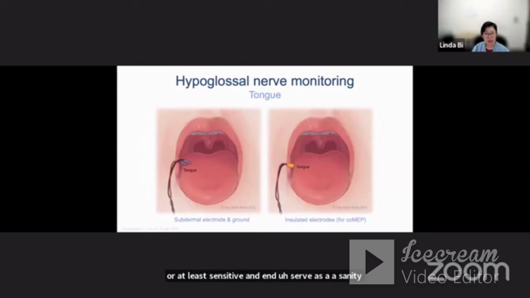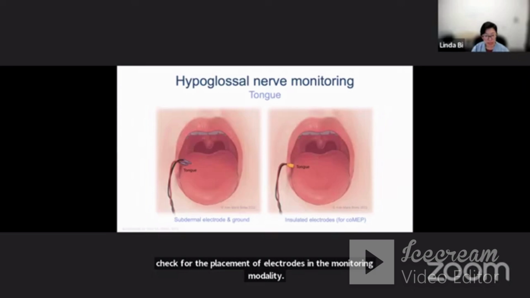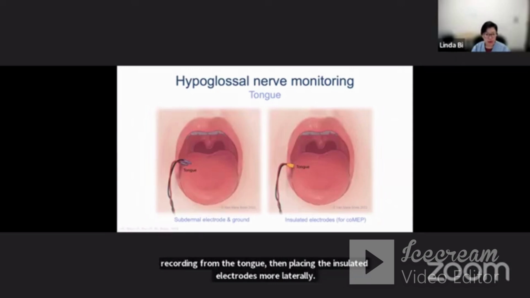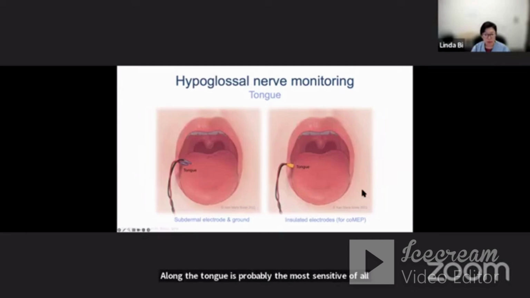The hypoglossal nerve can be monitored in several ways, given the complexity of the muscles in the tongue. I won't go into the details, but if one is planning on doing corticobulbar motor evoked potentials, in other words, stimulating the cortical surface and recording from the tongue, then placing the insulated electrodes more laterally along the tongue is probably the most sensitive of all the possible modalities for monitoring hypoglossal function, such as for hypoglossal schwannomas and other such tumors.